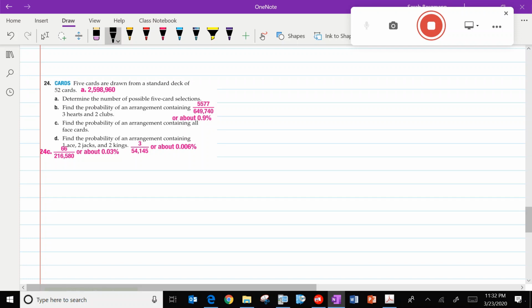Okay, the first one. First, let's see what we're talking about. 5 cards are drawn from a standard deck of 52 cards. The first one, A, says determine the number of possible 5-card selections. So for this one, it doesn't matter what order I'm putting the cards in, so I know it's a combination. N is equal to 52 because there's 52 total cards. R is equal to 5 because that's how many I'm going to put into my group.